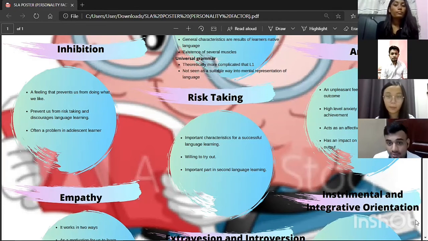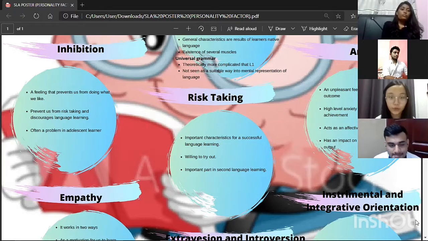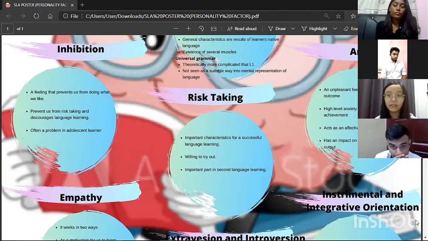Moving on to the third point. Now is anxiety. Anxiety is a feeling of worry, nervousness, or unease, typically about an imminent event or something with an uncertain outcome. It seems clear that high levels of language anxiety are associated with low levels of academic achievement in second or foreign language learning.